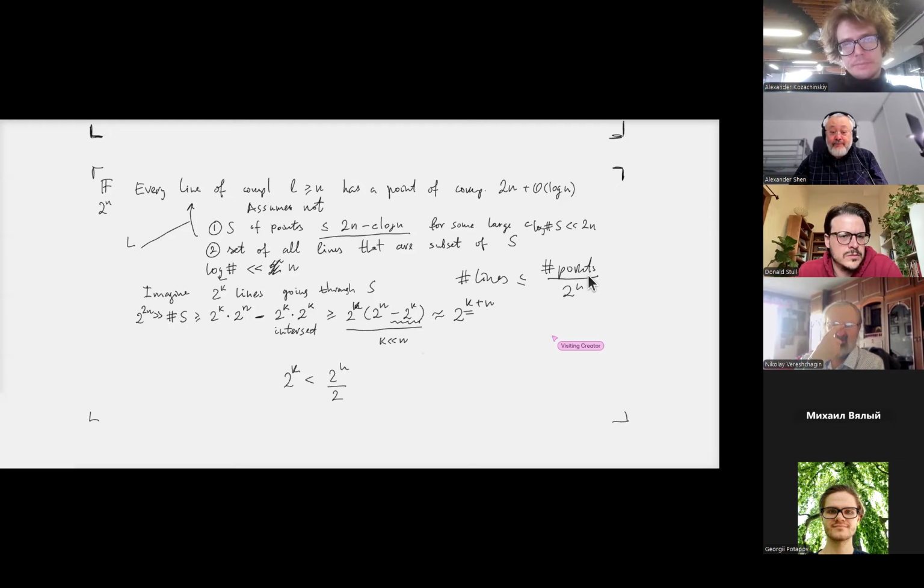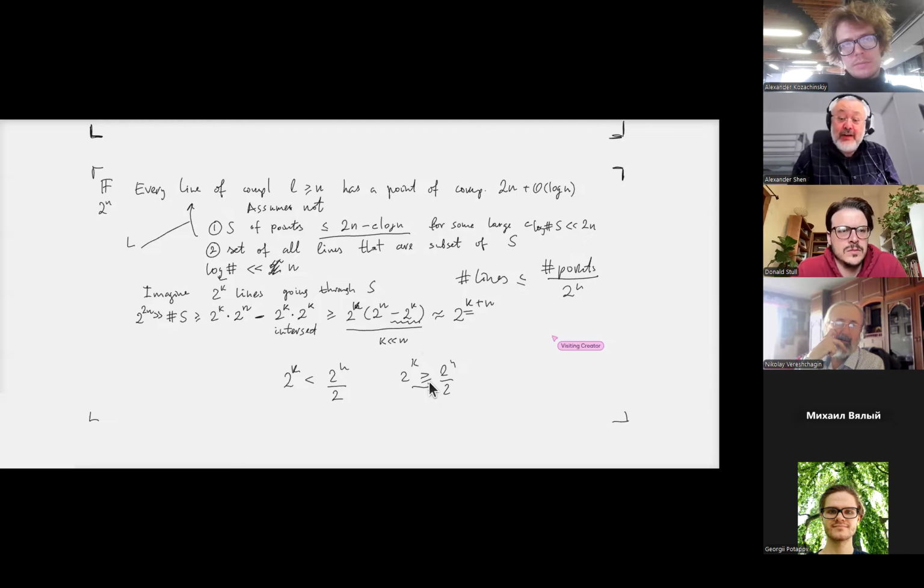So the number of lines is smaller than the number of points divided by 2 to the n. Yeah, and if k is big, then we can artificially decrease it up to this number, and we just consider not all lines but only some of them, and then we can get a bound that 2 to the s is smaller than 2 to the n over 4, something like that.